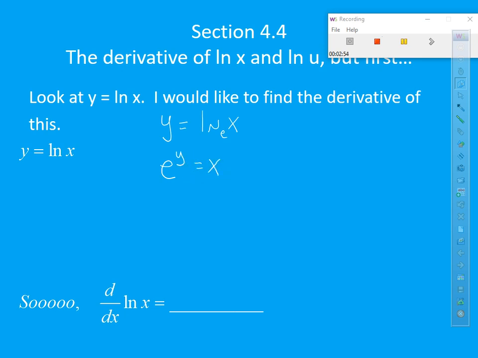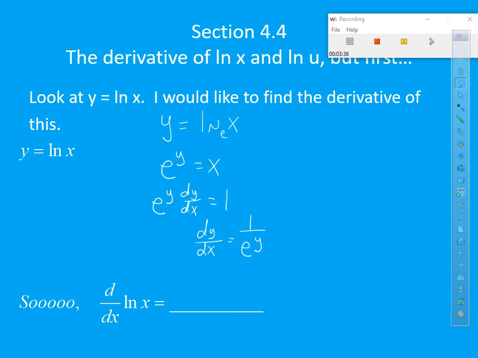equal x. The reason I did that, last class we talked about how to find the derivative of the e function. Well, to do that, it's the e function that you see times the derivative of the exponent. So now let's go find the derivative of each side. So the derivative of e to the y is going to be e to the y dy dx equal the derivative of x with respect to x, which is going to be 1. Now let's solve this for dy dx. Dy dx is going to be 1 over e to the y.